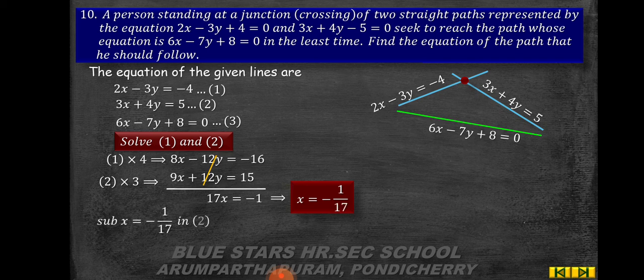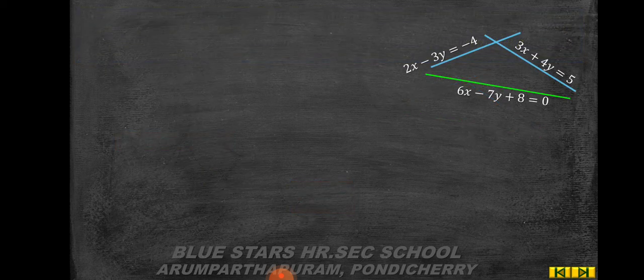Substitute the value of x is equal to minus 1 by 17 in equation 2. Equation 2 is 3x plus 4y is equal to 5. So 3 into minus 1 by 17 plus 4y is equal to 5. Minus 3 by 17 plus 4y is equal to 5. 4y is equal to 5 plus 3 by 17. Then the next step is cross multiplication. So 4y is equal to 17 into 5 is 85 plus 3 by 17.